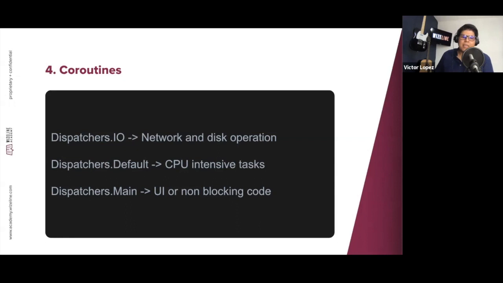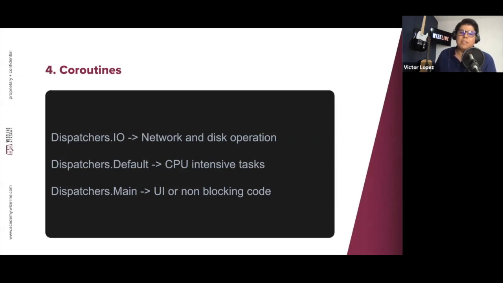Well, basically, Coroutines has three types of dispatchers. The first one is IO. Basically, this dispatcher is used when we need to do network and disk operations. So for example, if we need to request a name from a server, we need to use this dispatcher, okay? But there are other tools. The second is Default. The Default dispatcher basically is used to do some intensive tasks.